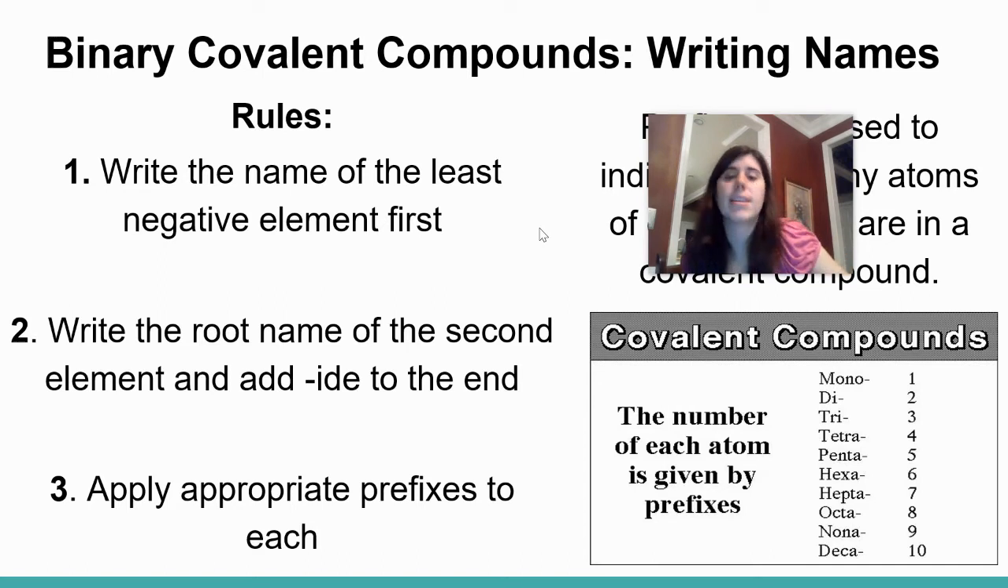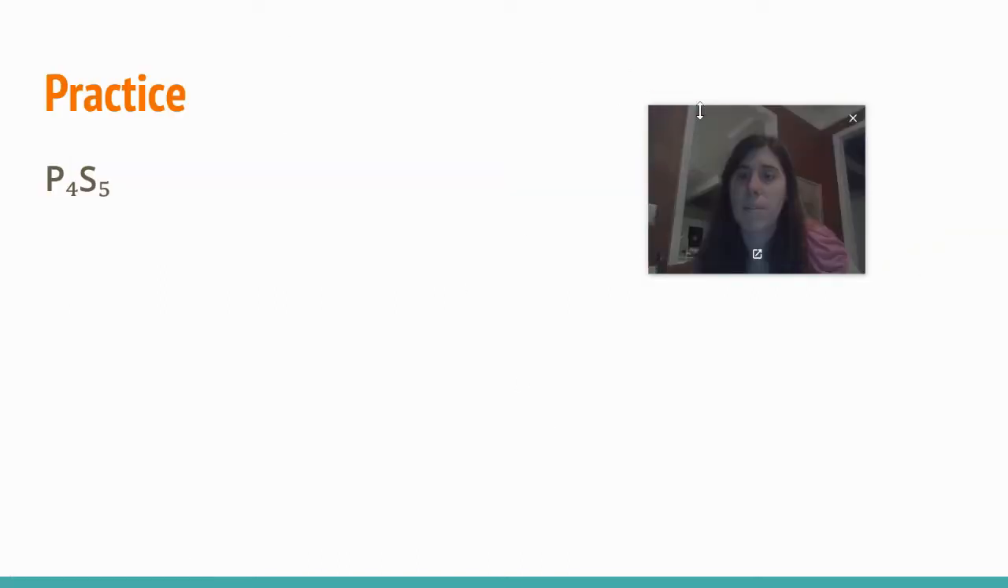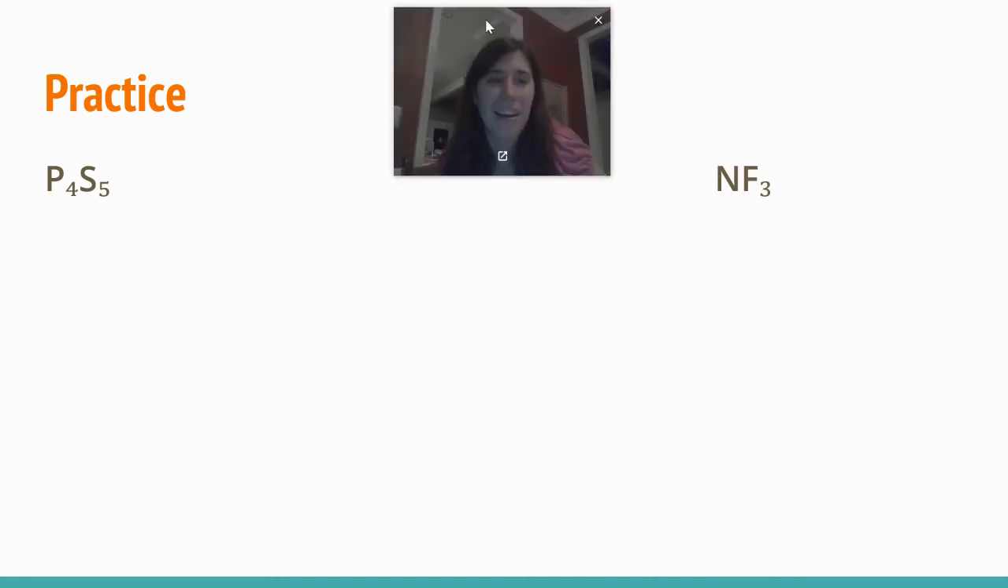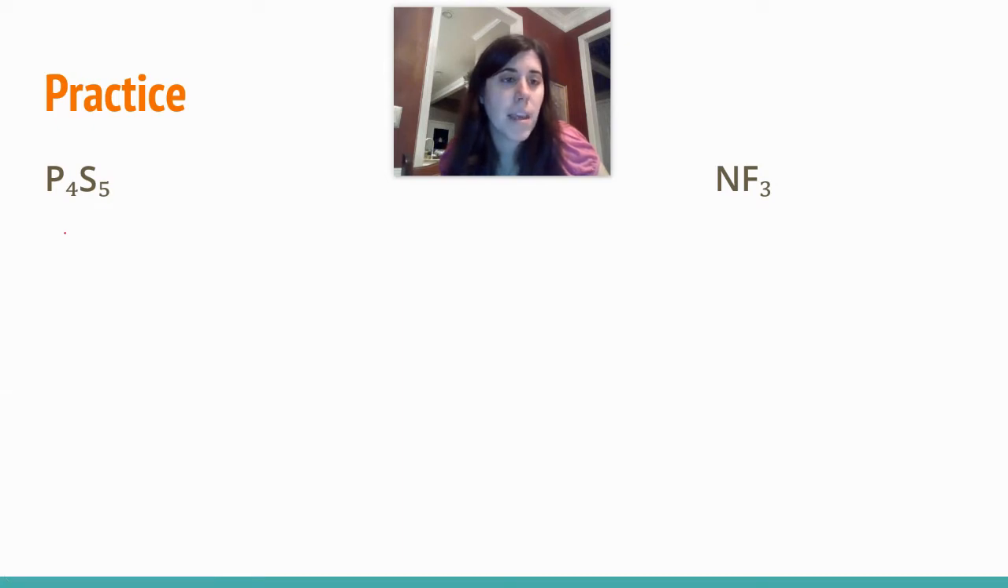Okay, so let's try some. I made my face big again, sorry guys. All right, so here's our first example, P4S5, and we want to name this. Our first step is we're going to name the first element. P stands for phosphorus, so I'm just going to write phosphorus.